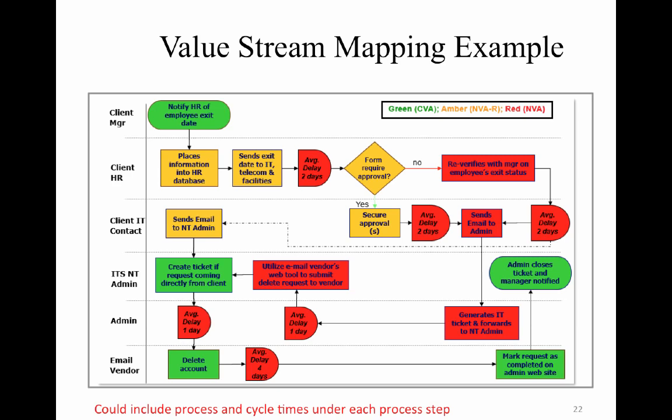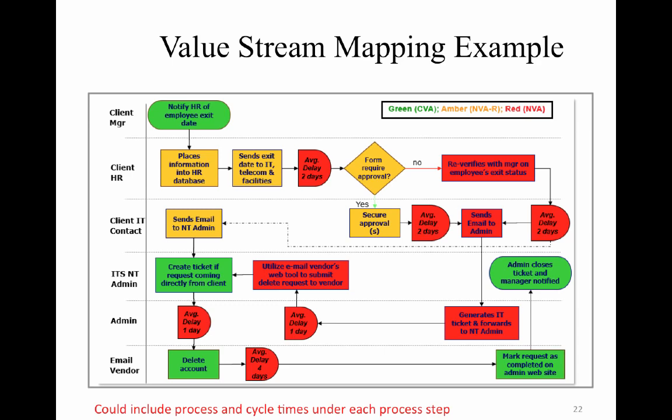So here's an example, and we have in green the customer value added steps. In amber, kind of that orange tint, is non-value added but required. And then the red is purely non-value added and not required. So you can look through some of these and see anything where we have that half oval where there's waiting time involved, that's certainly going to be a non-value added, red activity. And you'll note that here.